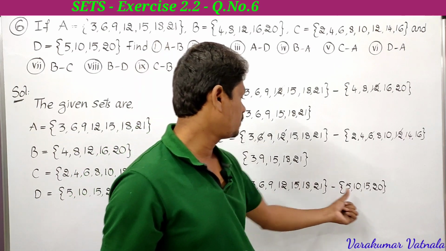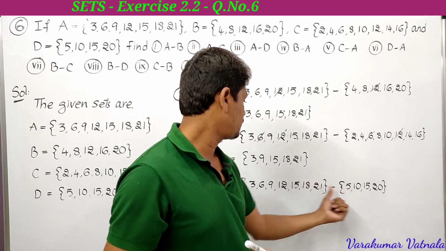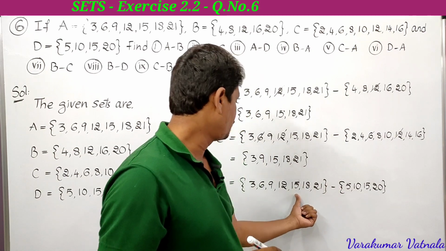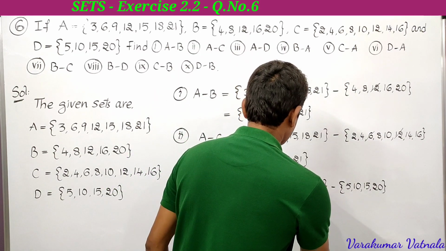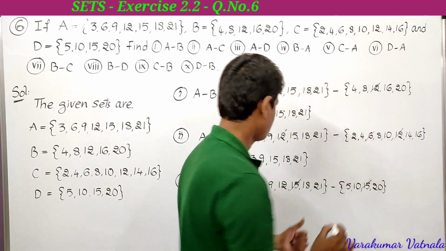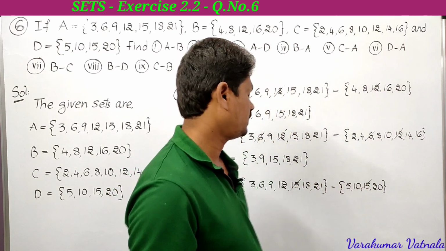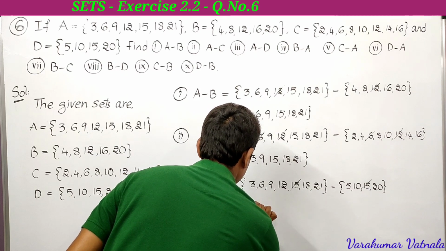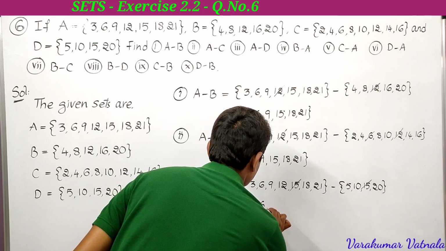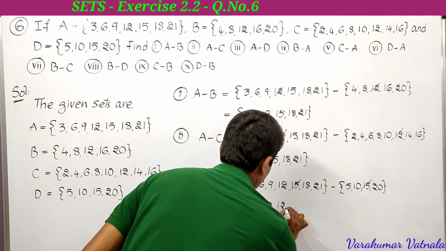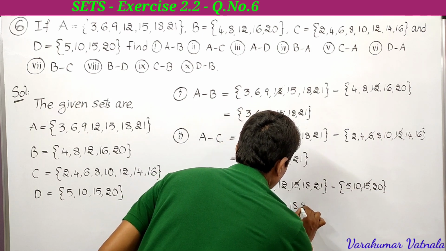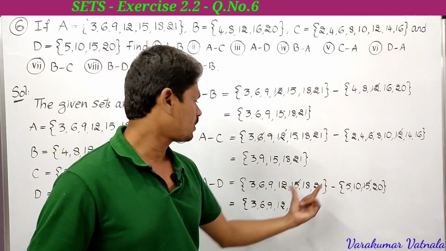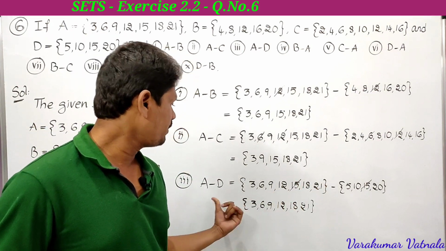3 is there here but not there. 6 here is there, it is not there. 9 it is not there. 12 it is not there. But 15 here is there, cancel 15. Next 18 not there, 21 not there. So next the remaining elements of the first set. What are the remaining elements? 3, 6, 9, 12, 18, 21. These are the remaining elements after cancelling the common elements. So this is A minus D.